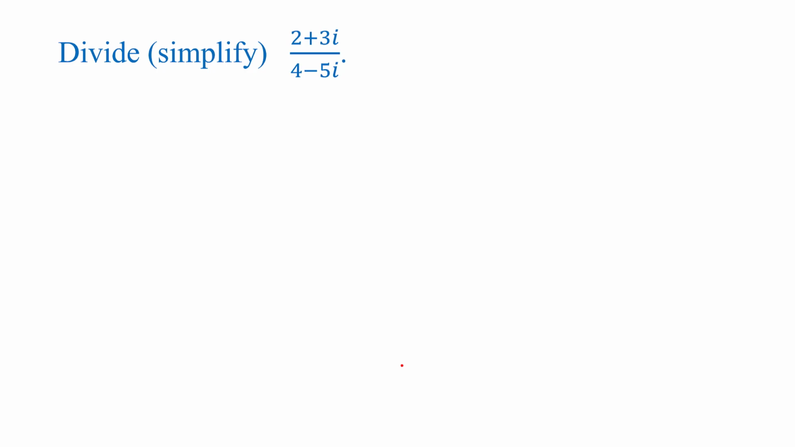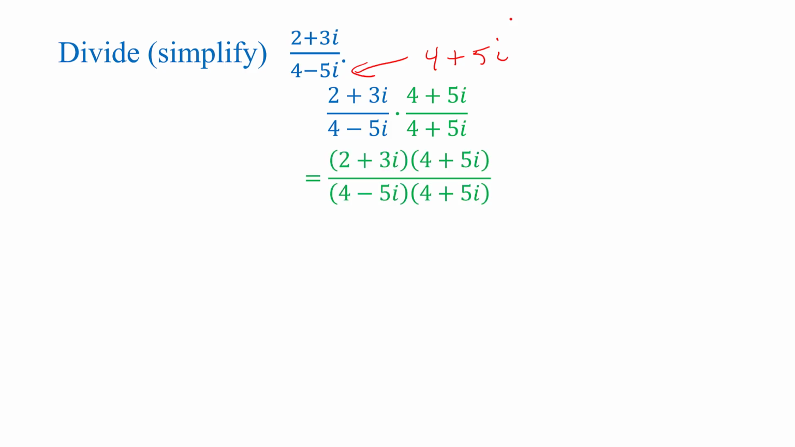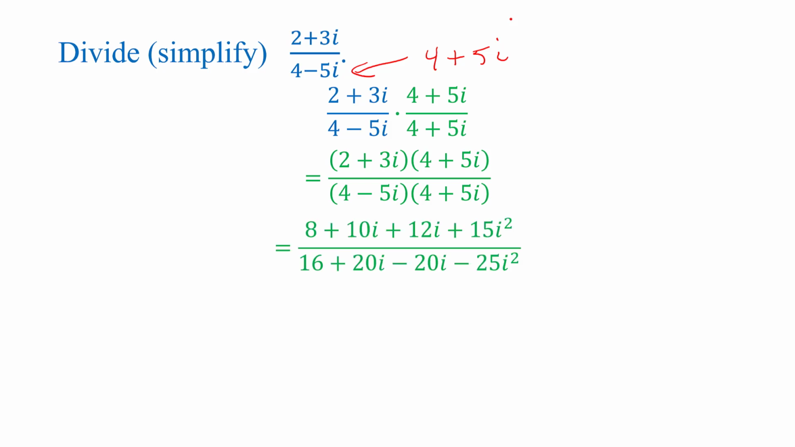Let's divide or simplify this fraction 2 plus 3i over 4 minus 5i, starting by identifying the complex conjugate of the denominator. We have 4 minus 5i. The complex conjugate would be 4 plus 5i. And then we're going to multiply this fraction by 4 plus 5i over 4 plus 5i. This is similar to rationalizing the denominator that you've done before. So as we move on, we have 2 plus 3i times 4 plus 5i in the numerator.